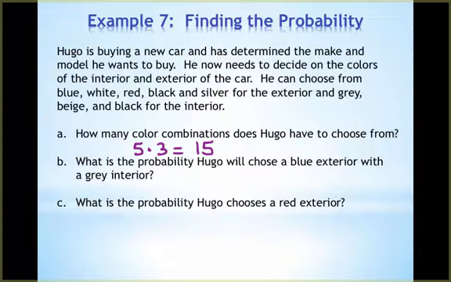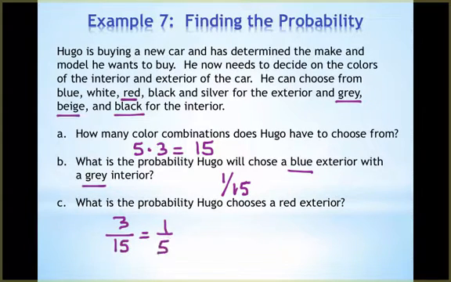So what's the probability that he's going to have a blue exterior and a gray interior? Well, there's only one way he could get a blue exterior and a gray interior, so his probability would be 1 in 15. Now, what about the probability that he chooses a red exterior? Well, there's a couple ways you can look at this. So if he has a red exterior, then that means that there would be a gray with red, a beige with red, and a black with red, which would make it 3 out of 15, which is 1/5.